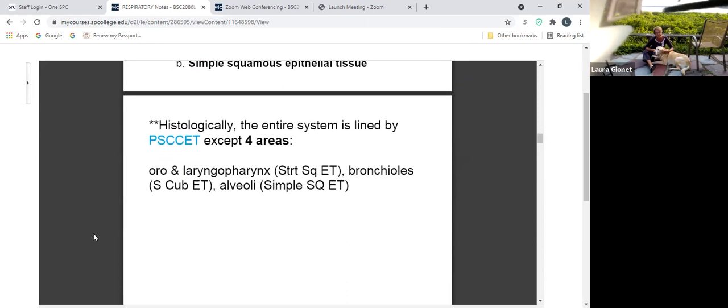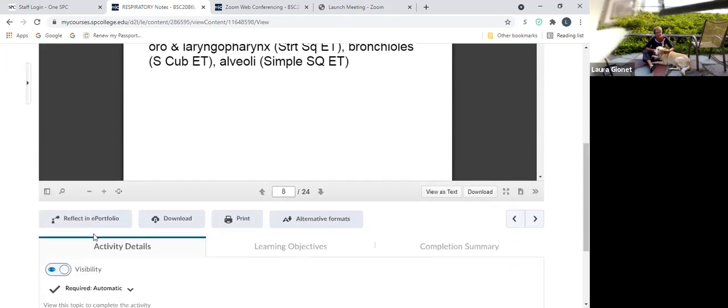And so here, I just kind of help you, you can use whatever method you want, but when it comes to the tissue changes from where air enters to where we have gas exchange, it is primarily lined with pseudostratified ciliated columnar epithelial tissue, but there are a few exceptions. The oropharynx and laryngopharynx have stratified squamous epithelium. And then you go back to pseudostratified in the trachea and the extrapulmonary bronchi, you get to the bronchioles, simple cuboidal epithelial tissue, and the alveoli, simple squamous epithelial tissue.